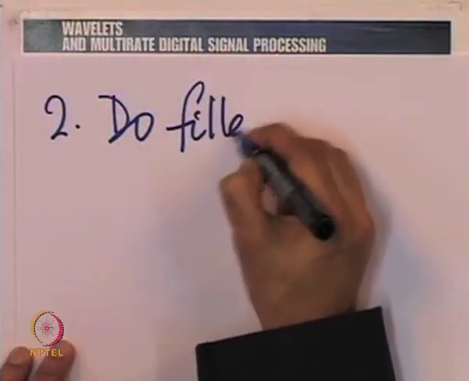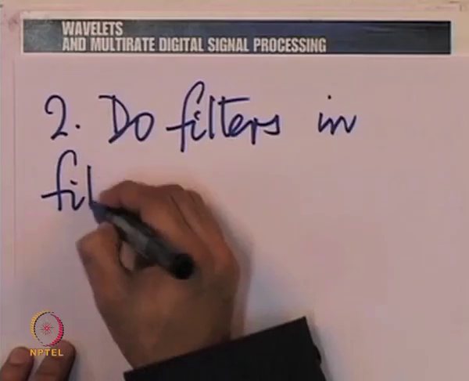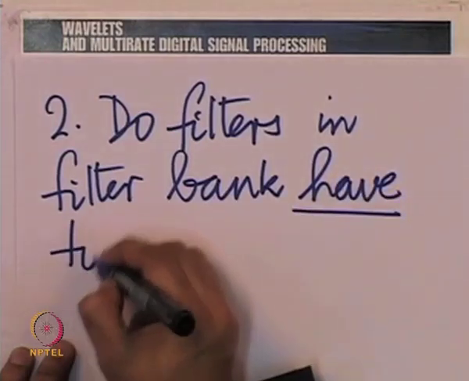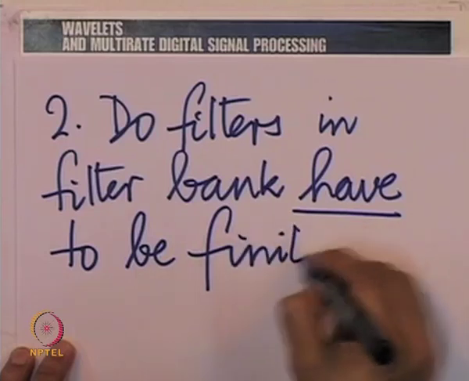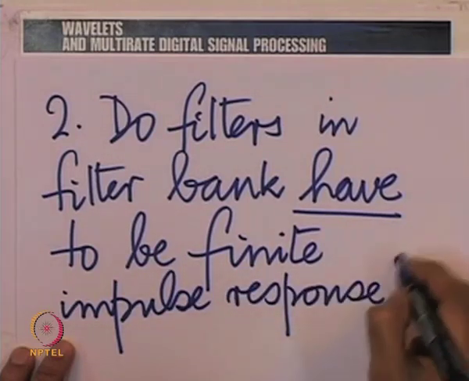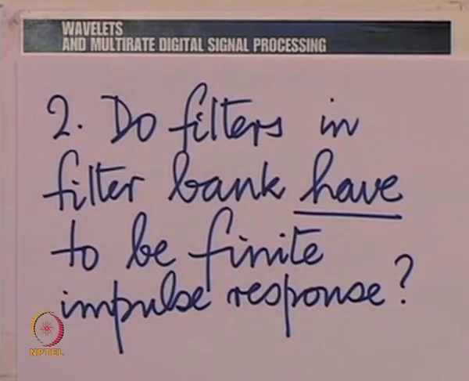So, we come to that in slightly greater depth in a few minutes, but before that, let us look at some other variants that are possible. Now, so far, we have been looking at finite impulse response filters. Do the filters in the filter bank have to be finite impulse response? Well, obviously, the answer is no. One does not have to have a finite impulse response.